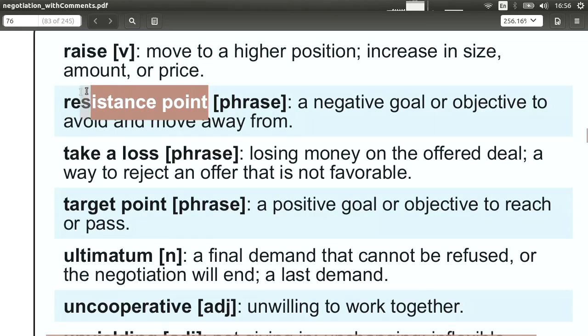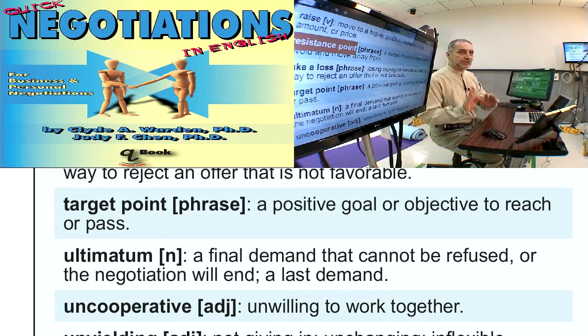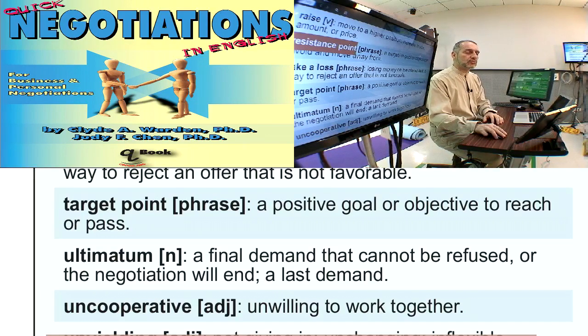Resistance point is something we talk about in this chapter, which is a key idea. And that is that there's a price or a shipping time or a quality or something about the negotiation that you cannot give up. You must have that. That is the minimum. And that's called your resistance point. If the other side will not give you that, you'll walk away, you'll give up, you'll withdraw. Of course, your goal is to get more than that, but that's called your resistance point. So if it's below that point, you won't negotiate because it's not enough for you.